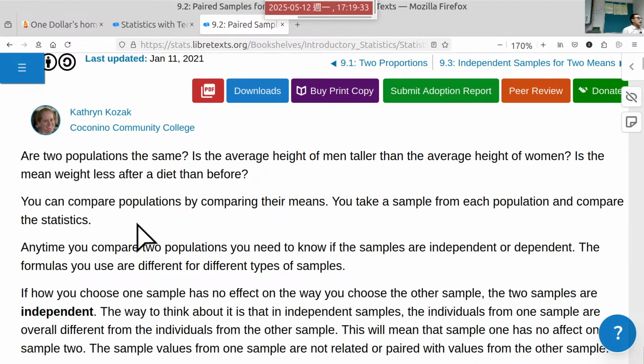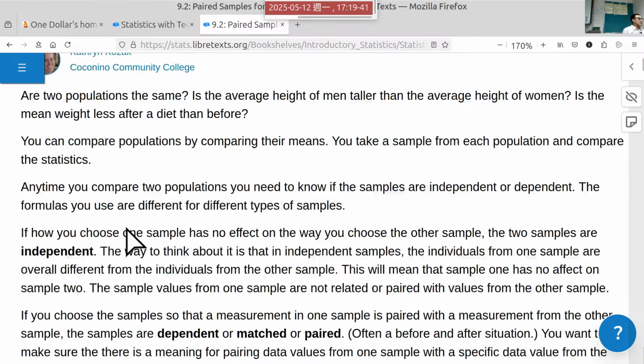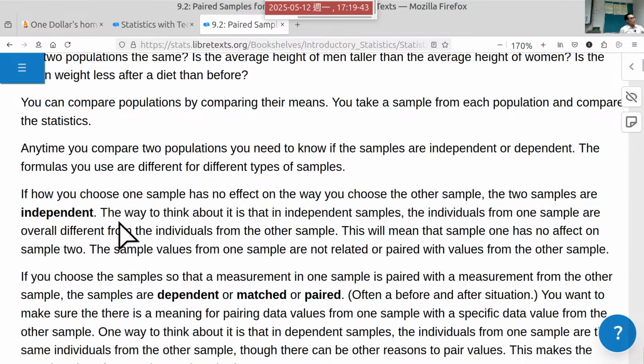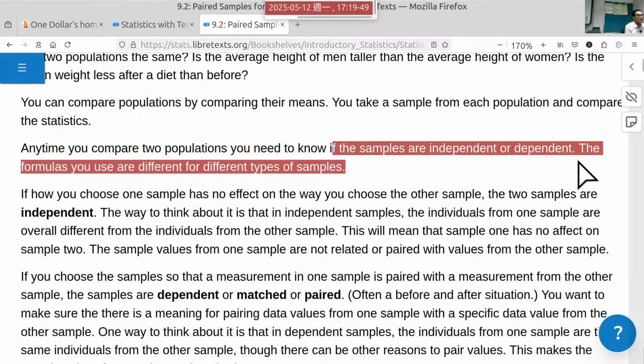Okay, you can compare populations by comparing their means. You take a sample from each population and compare the statistics. Anytime you compare two populations, you need to know if the samples are independent or dependent. The formulas you use are different for different types of samples.